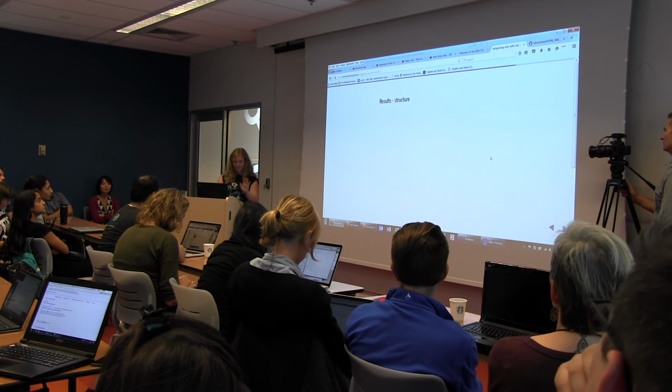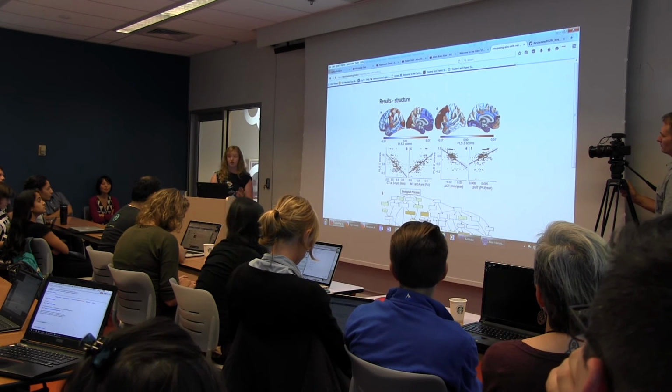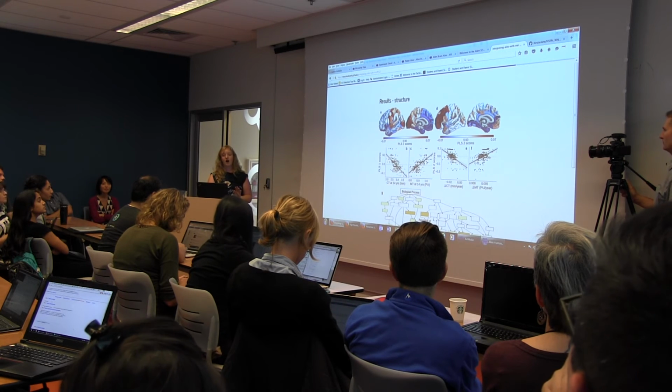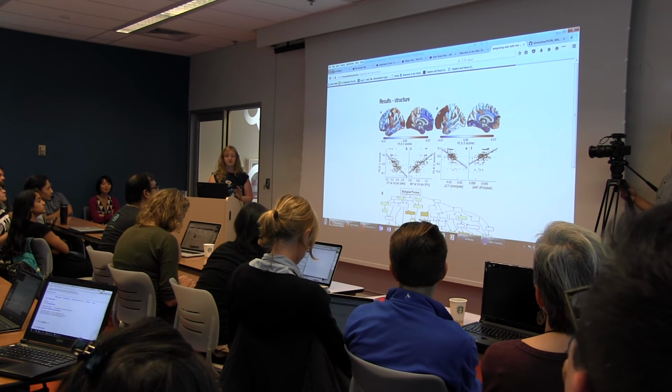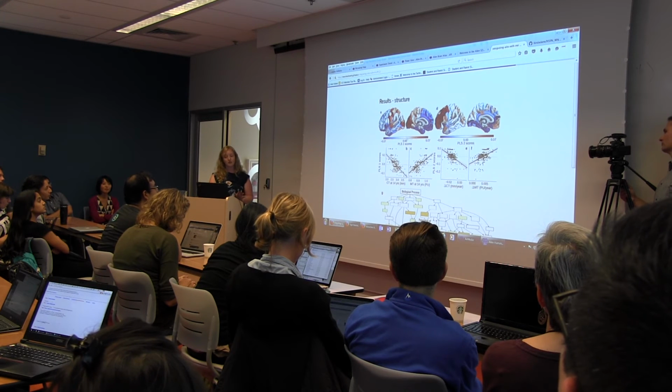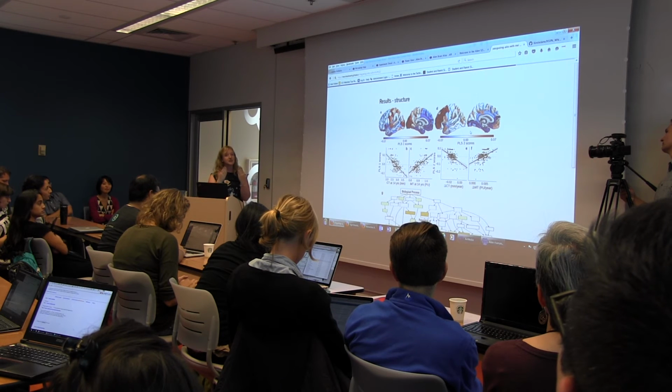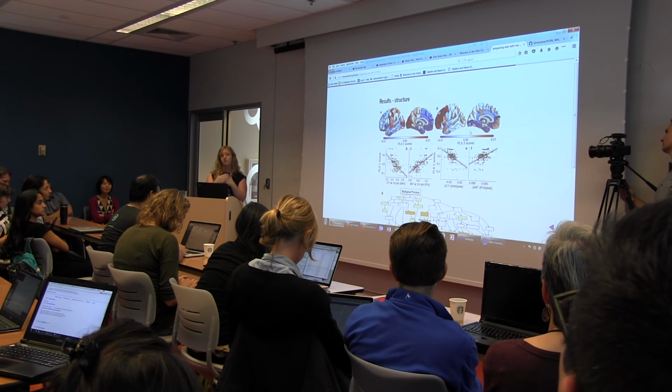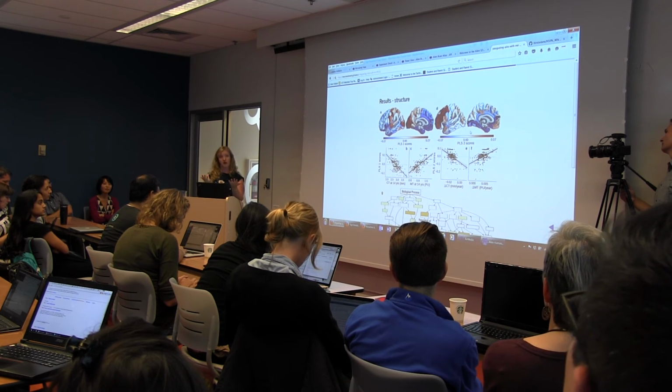So this is the results for structure. What you're looking at here are the weightings for the PLS component. Sorry, not the weightings, the scores. The regional scores for PLS component 1 and PLS component 2. You can see that they're independent. By definition, they're explaining different types of variance.